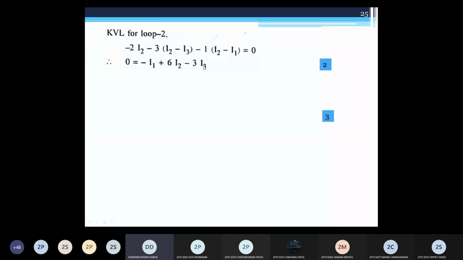Then for loop 2, if anyone has a doubt, please ask, okay? Then I will explain how to get this equation. Sir, I have a doubt in the second loop. Okay, what is the doubt?